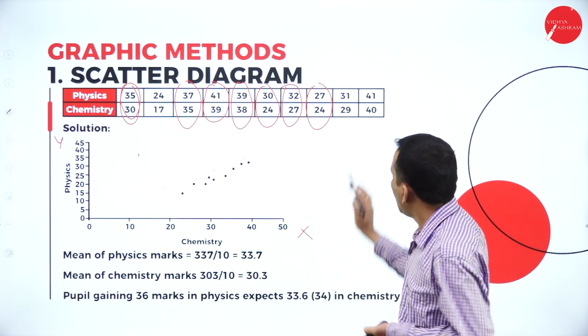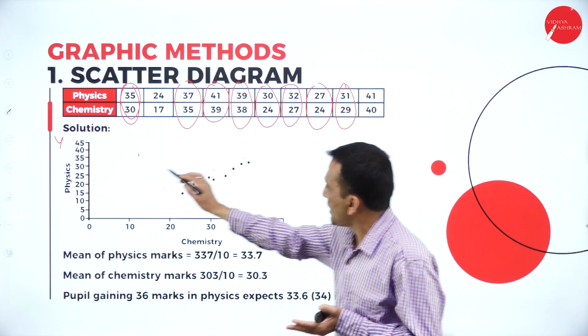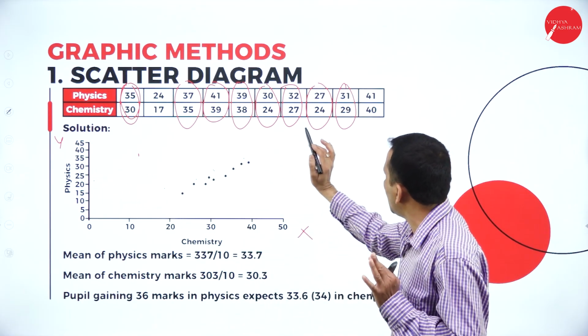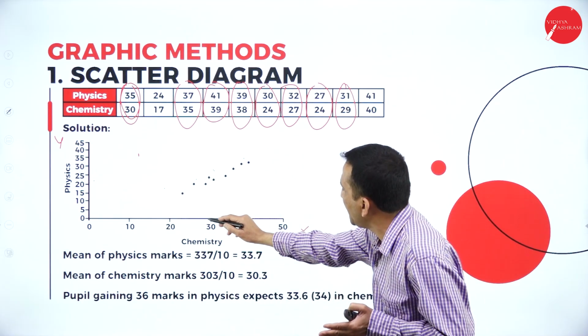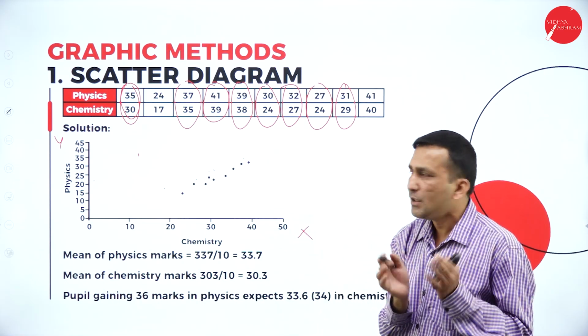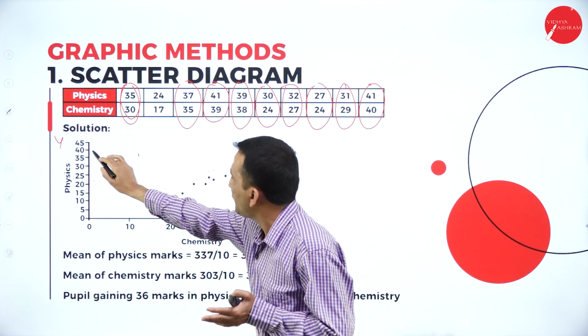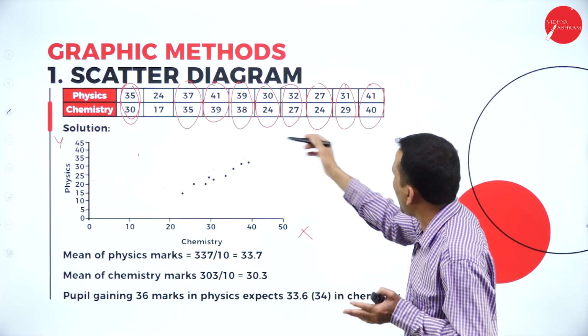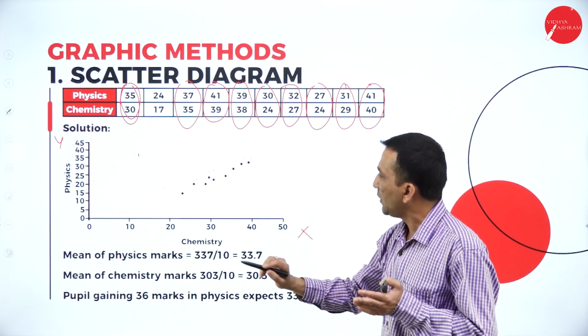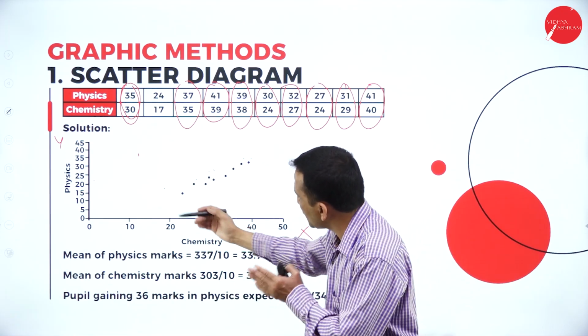Next pair, 31 is physics, and opposite 31, chemistry is 29. It is very close to here. Okay, one dot. And next pair, 41 is physics and chemistry is 40, just opposite, one line. Now the dotted area is very close.